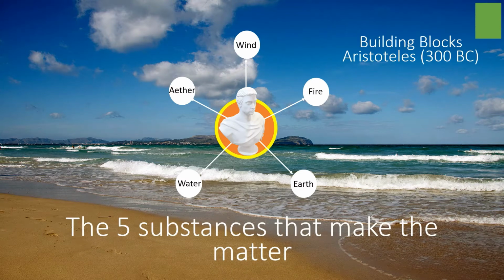So Aristotle supposed that the substances that make matter are five, and his idea dominated the scientific society for around 1700 years until the time of the European Renaissance. Then the scientists believed that his idea was no longer relevant to explain the phenomena that happen at the surface of the Earth.